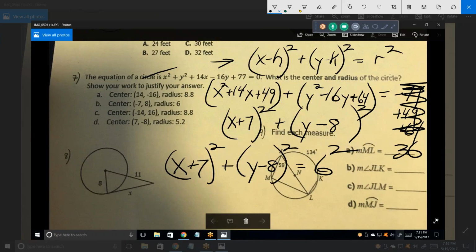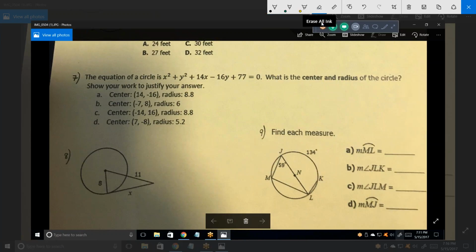Where did they get this 8.8? How did you get 8.8 out of that? I have no idea. So really, the only thing we had to solve for was the radius. Once we solved for the radius, they only had one answer that had that radius. Yeah, that's pretty easy. If you notice stuff like that, sometimes it can make it quite a bit easier.